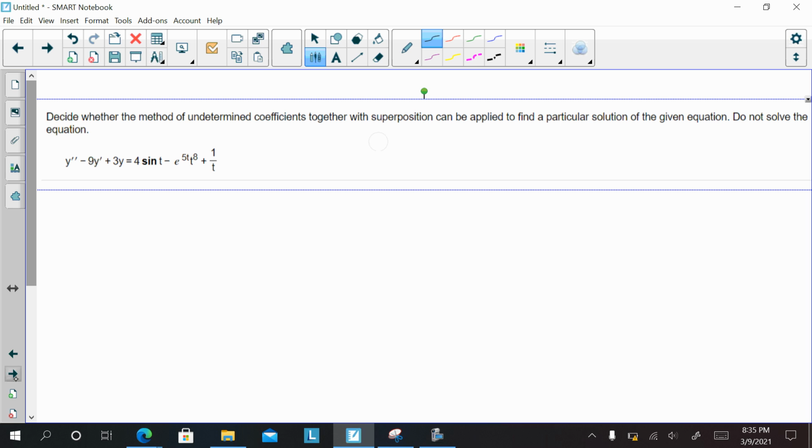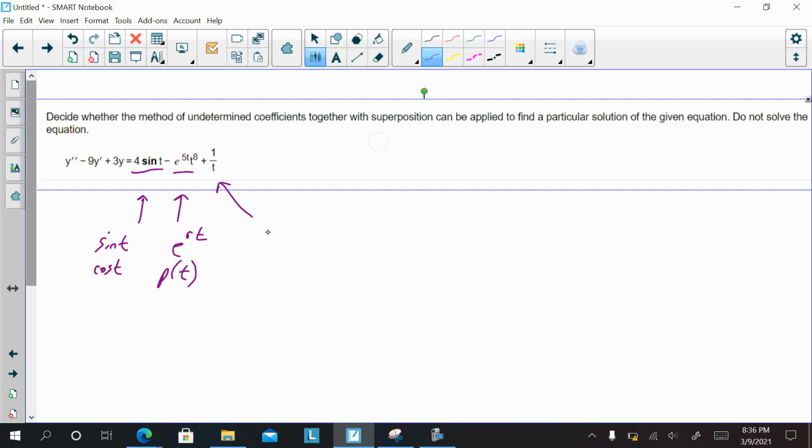Now this question asks us to determine whether we can use the superposition principle and the method of undetermined coefficients with this problem. So we take it piece by piece. If we look at the first term, for just the first term, we could use undetermined coefficients to find that. And if we look at the second term, we can use undetermined coefficients to find that, because if we have either sine or cosine, we can do that. If we have e to a power, we can handle that. And if we have a polynomial, we can handle that.